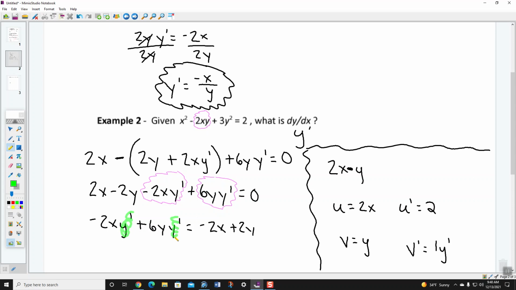We're going to say, you know what? This is really, and I'm kind of running out of room here. I'm going to get my board. Guys, we're going to factor that y prime out on the left side. So, guys, do you agree I can take y prime out of both terms there in the beginning?